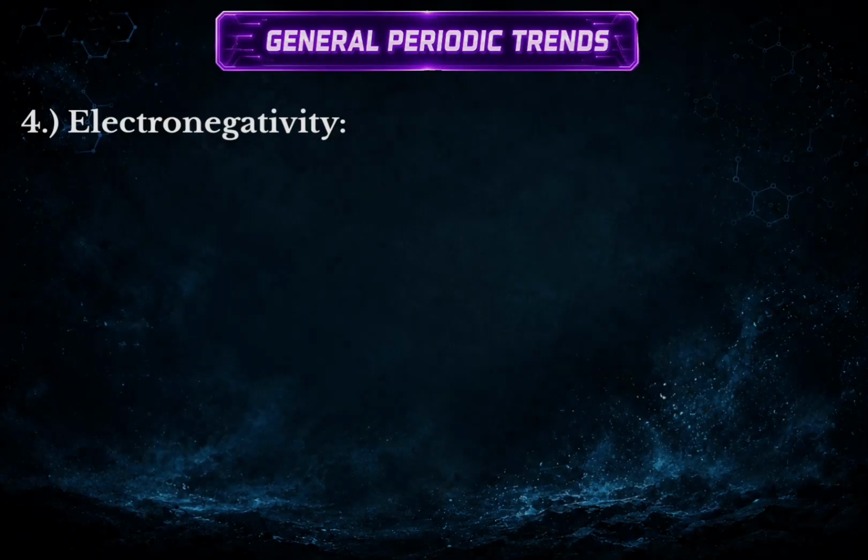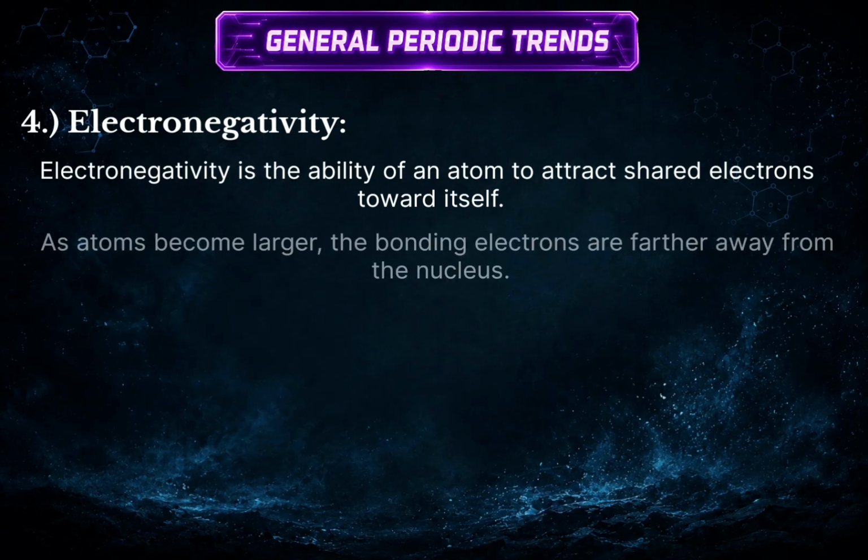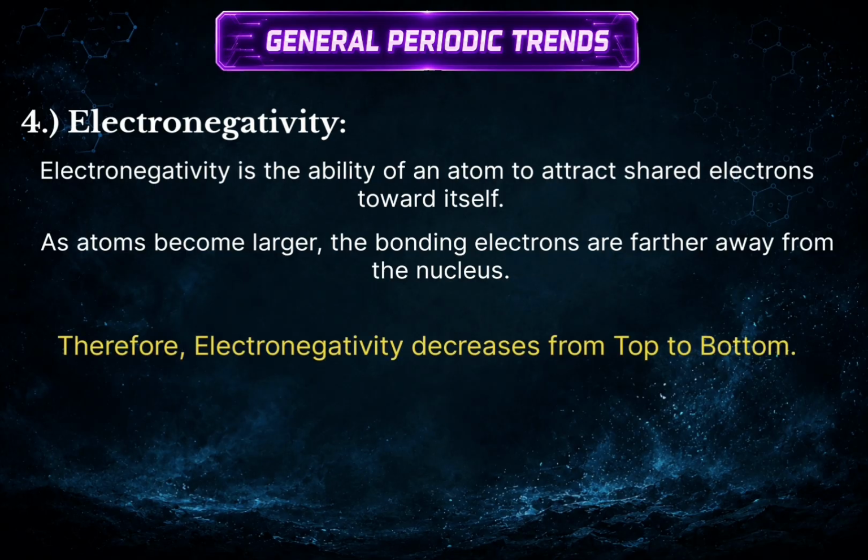Now let's understand electronegativity. Electronegativity is the ability of an atom to attract shared electrons toward itself. As atoms become larger, the bonding electrons are farther away from the nucleus. Because of this, the nucleus cannot pull them as strongly, so the attraction decreases. Therefore, electronegativity decreases from top to bottom.